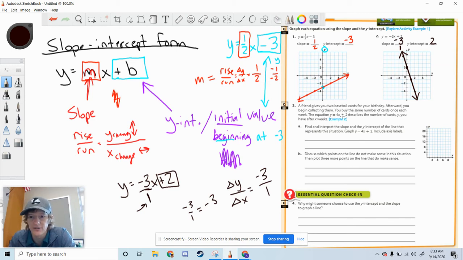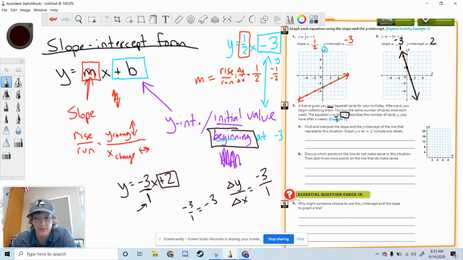Our starting value, our initial value, is right here, 2. And if I were to ask you, why is there a 2 right there? What does that mean? When we go back to our problem, a friend gives you 2 baseball cards. Well, that's our initial value. That's our beginning value. We started with 2 cards. Then every 1 week, we got 4 new cards.